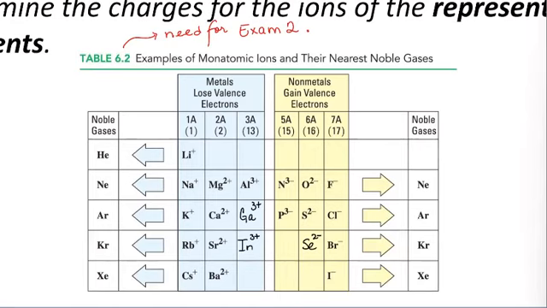So we are going to now, any other questions about group number of representative elements in the formation of these charged species, which are negative or positive?